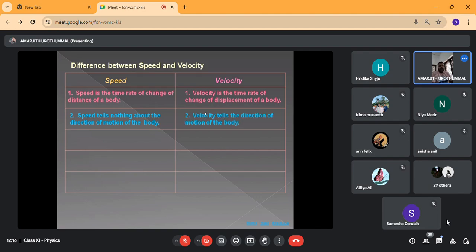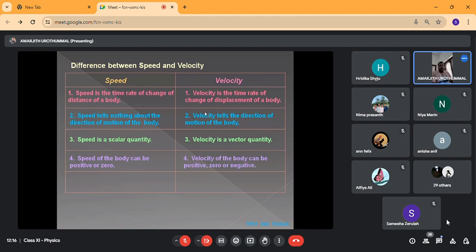Speed is a scalar, no direction. Velocity is having direction. Speed of the body can be positive or zero, whereas velocity, being a vector, can be positive, negative or zero. Average speed of a moving body can never be zero, an important point. Average velocity of a moving body can be zero. Can anyone tell me an example for the fifth case? That is, average velocity of a moving body can be zero. Can any of you tell me an example for this situation?